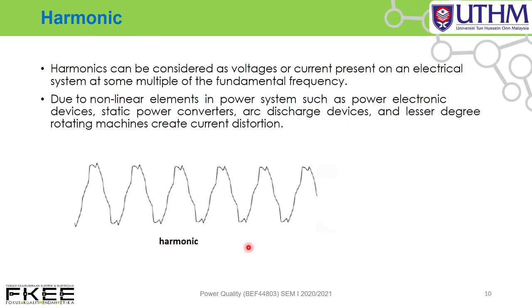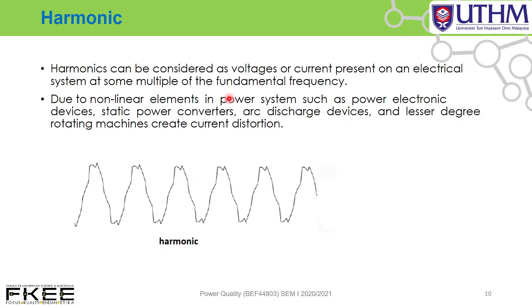Okay, next we have harmonic. We already discussed harmony in the previous chapter. What is the meaning of harmonic? This is an example of a harmonic waveform. We have a voltage waveform, for example. This waveform actually consists of harmonics.